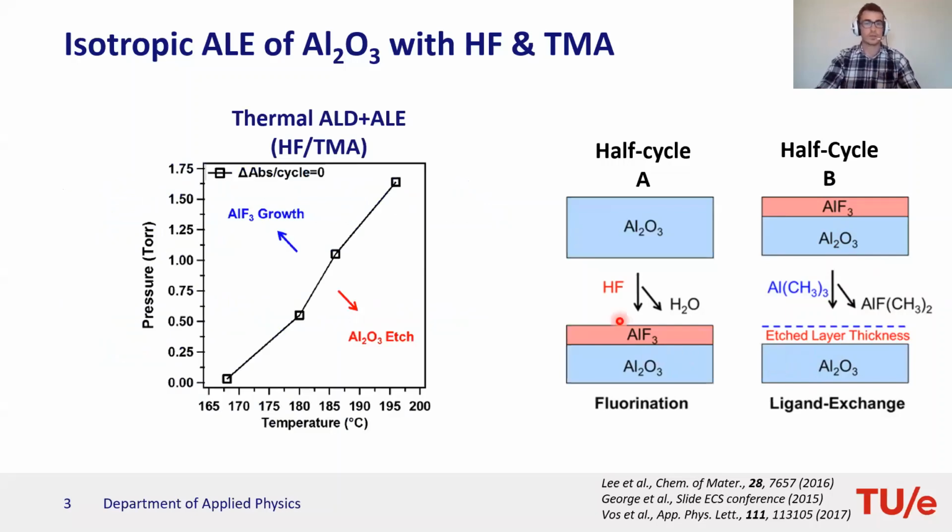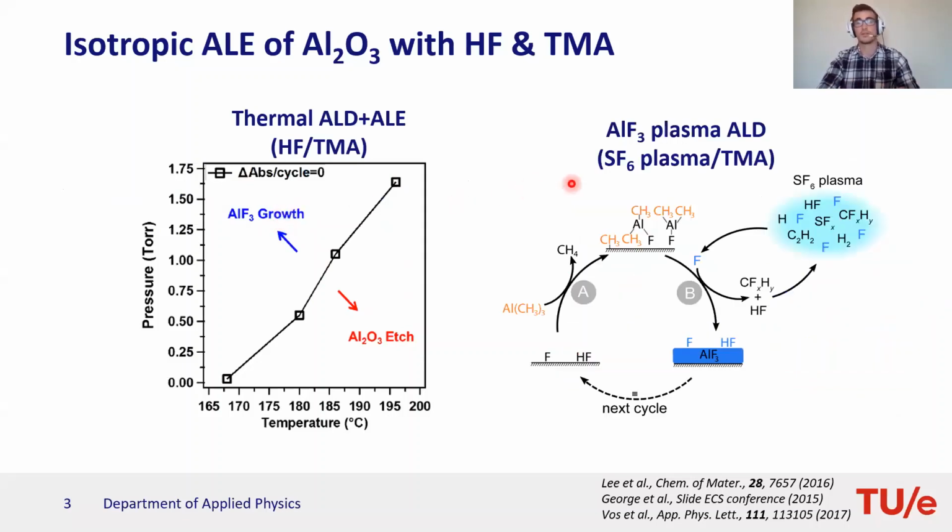It was noted that this process chemistry can be used both for aluminium oxide etching, but also for aluminium fluoride deposition. Now this interested us because recently, within our group, we have developed an aluminium fluoride plasma ALD process using SF6 plasma and TMA. This was shown to follow a very similar reaction chemistry to the aluminium fluoride thermal ALD, and led us to question whether we could develop an aluminium oxide etch process using this SF6 plasma TMA process.